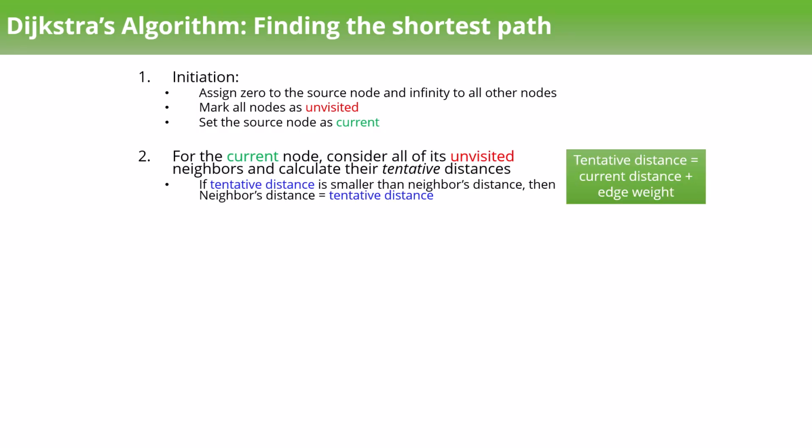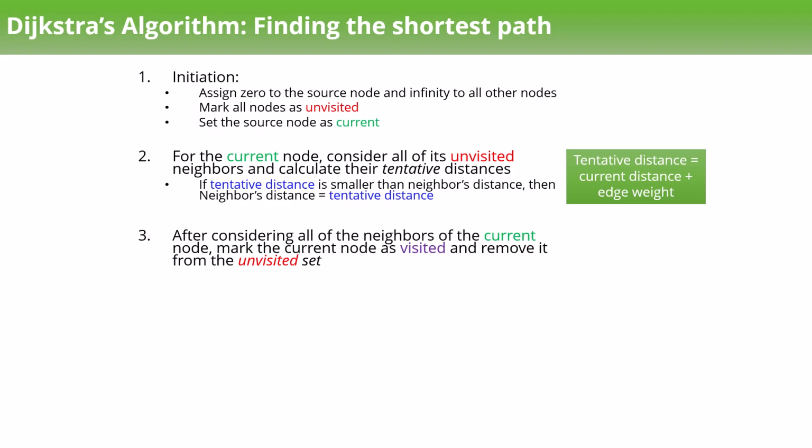In the next step, update neighbors' distances. Look at all neighboring nodes of the current node. Then calculate the tentative distance. The tentative distance equals the current distance plus the edge weight. If this tentative distance is smaller than the previously stored distance, then we update it. The next step is to mark the current node as visited. After checking all neighbors, mark the current node as visited.